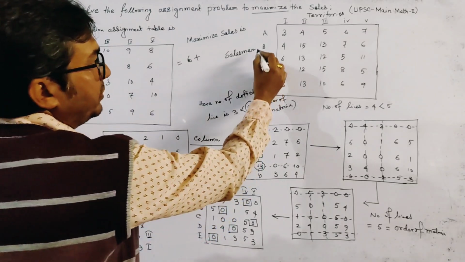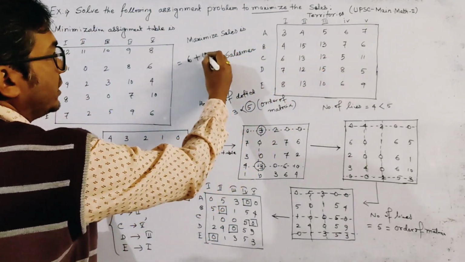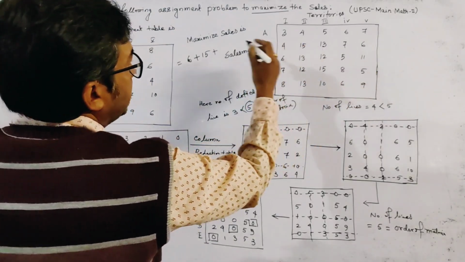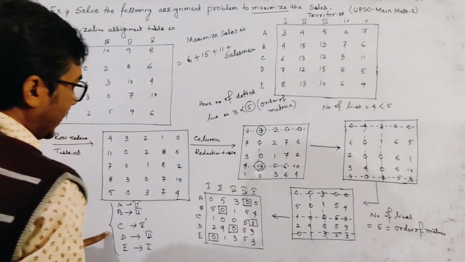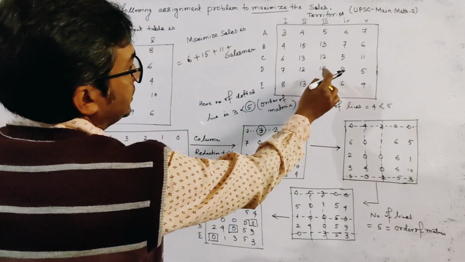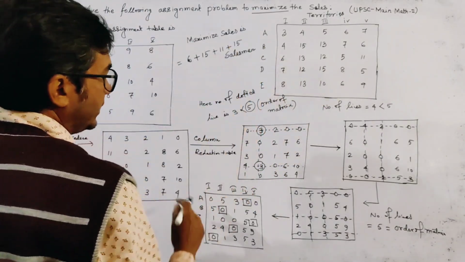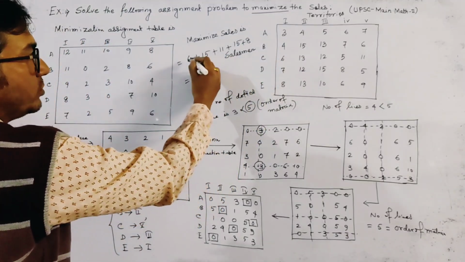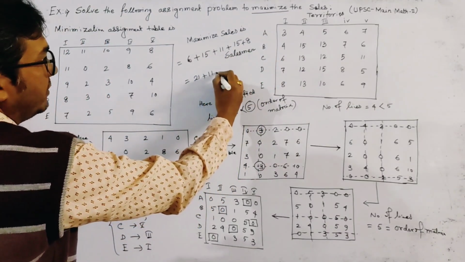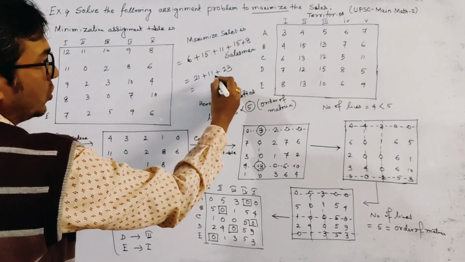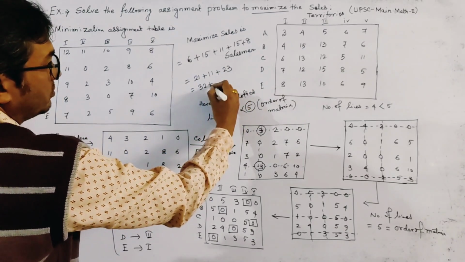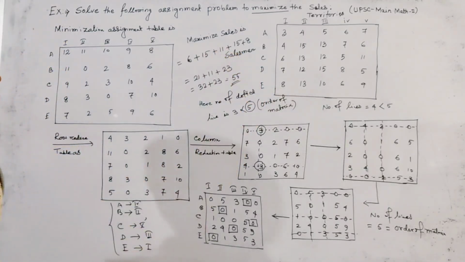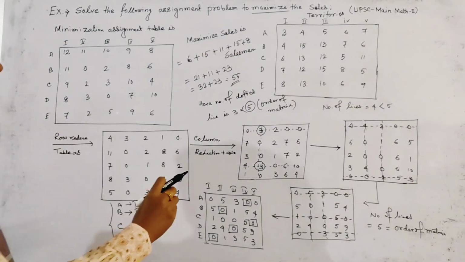B to 2: originally this is 15. And C to 5: originally this is 11. And D to 3: originally it is 15. And E to 1: this is 8. Adding all of them, this is 21 plus 11 plus 23, so this is 32 plus 23, and this is given by 55. Right? This is the maximized cell of this problem.